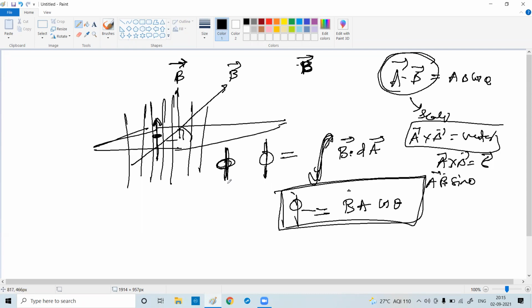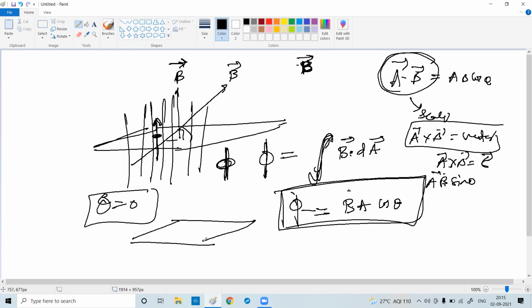Clear? Now, if theta is 0, then what will happen? Theta is 0 means the magnetic field lines are going along the plane. That means the magnetic lines are not passing through the surface. Yes or no?